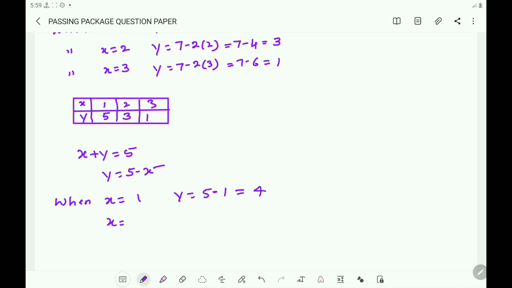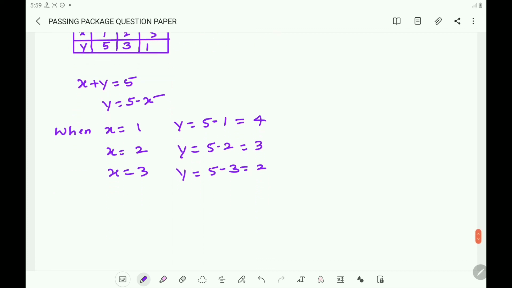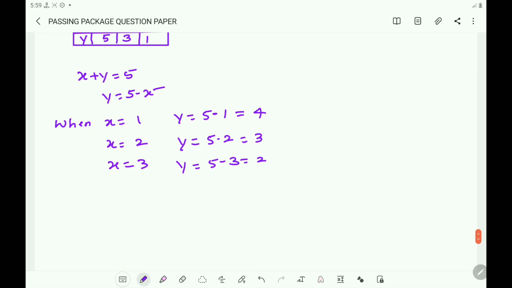When x equals 2, y equals 5 minus 2 equals 3. When x equals 3, y equals 5 minus 3, which is equal to 2. Here the x values you have taken are 1, 2, 3. You got the corresponding y values 4, 3, 2. Next you make a column.